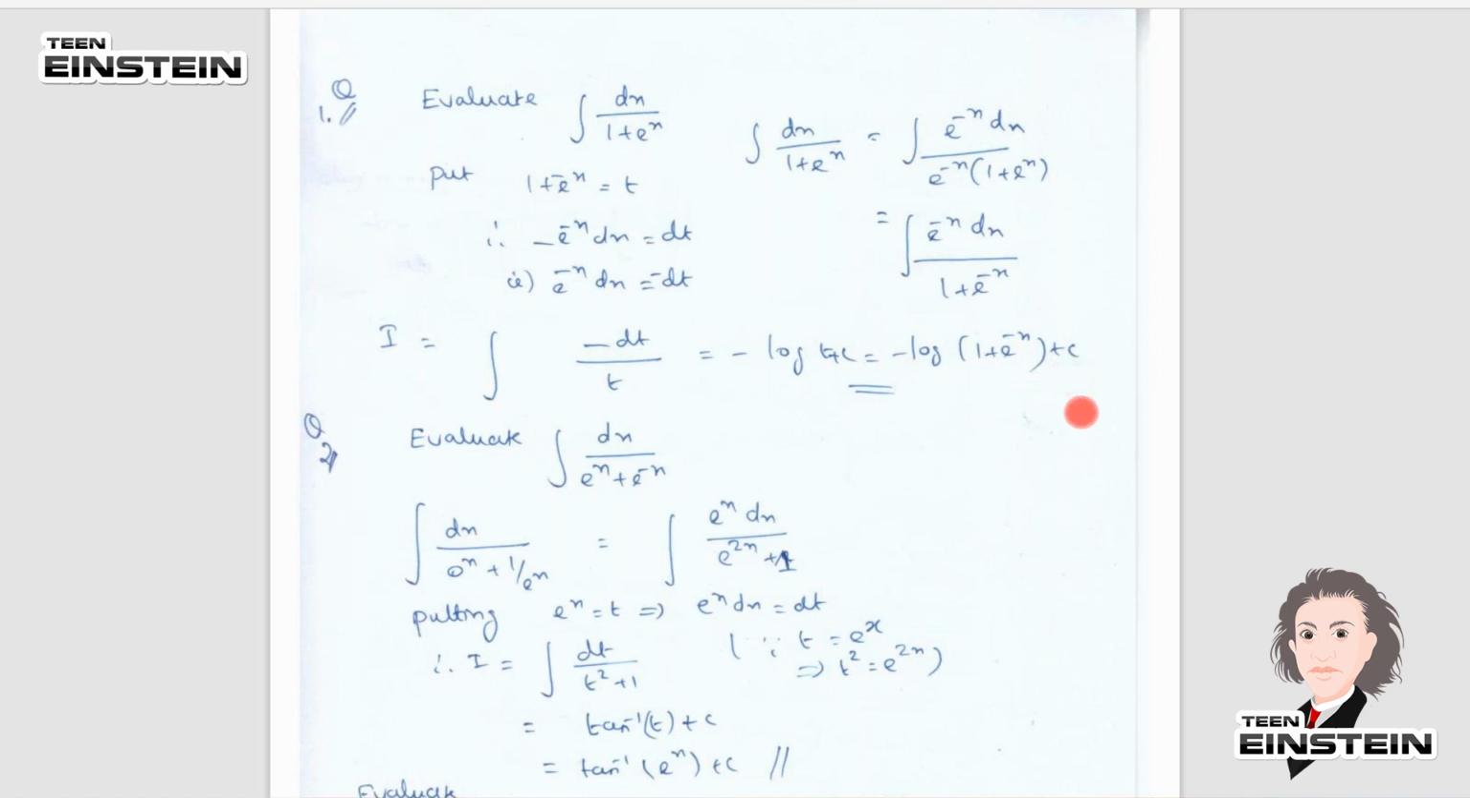Now I move on to the next problem. Evaluate the integral 1 upon e power x plus e power minus x dx. How to solve this problem? See, in the previous problem, why did we multiply the numerator as well as the denominator by e power minus x? Why don't we multiply the numerator as well as the denominator by e power x? If you multiply the denominator as well as the numerator by e power x, what will happen?